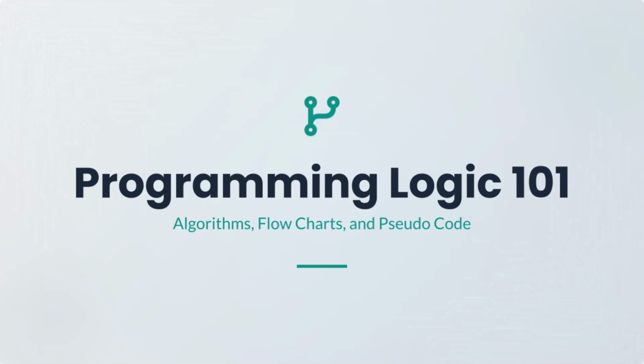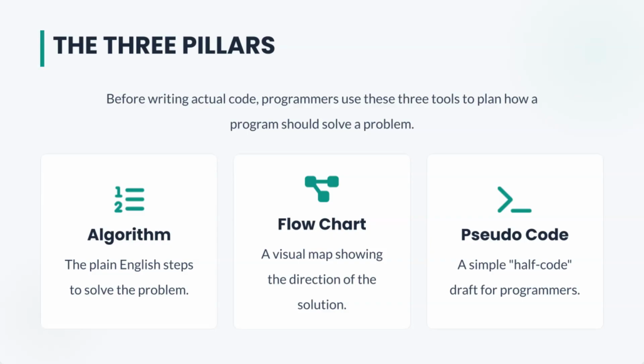Let's dive in. Before jumping straight into typing code on a computer, experienced developers always start with a plan. Think of it like building a house. You would not just start nailing boards together without a blueprint. In programming, we rely on 3 main blueprints to map out our logic.